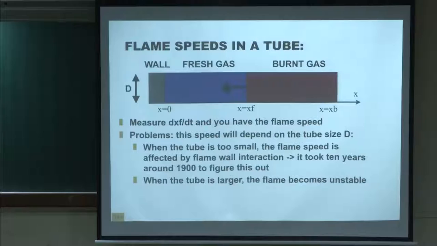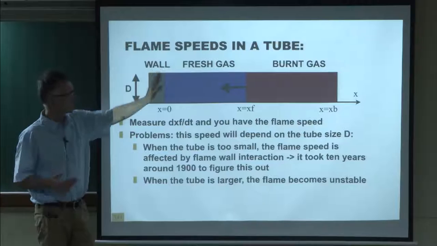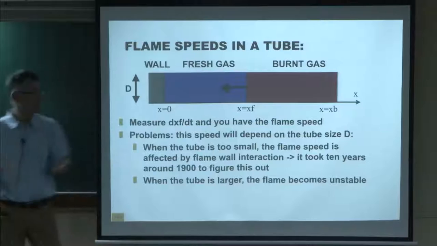So let's take the intuitive thing that you can do. I know probably you do that here. We do that at my lab for the students. You take a tube. Normally it's closed on one side, but you can leave it open. It doesn't change much. You ignite at one end, and the flame moves like this, and you can measure its speed. And then you have a flame speed measurement.